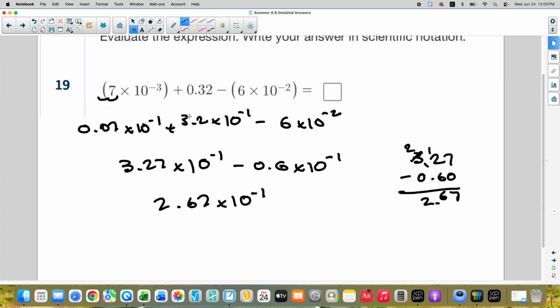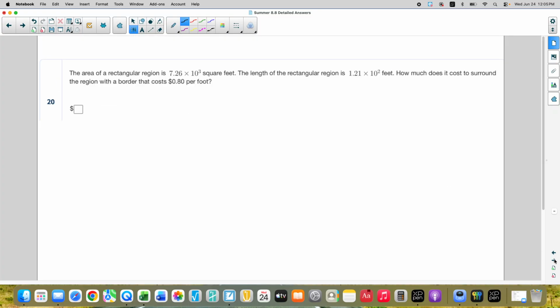The area of a rectangular region is 7.26 times 10 to the 3 square feet. The length of the rectangular region is that. How much does it cost to surround the region with a border? The area of the region is in square feet. So if we take the square root of that, we would get the length. The length is this. Got it. So we're going to divide that to get the width.